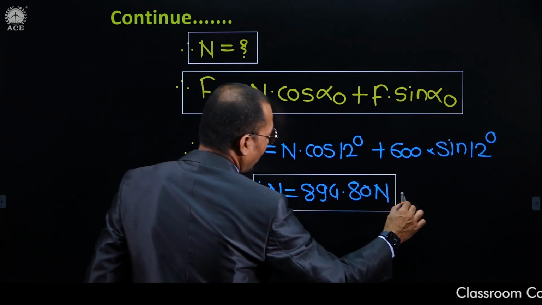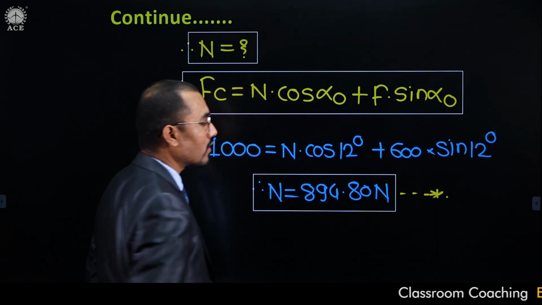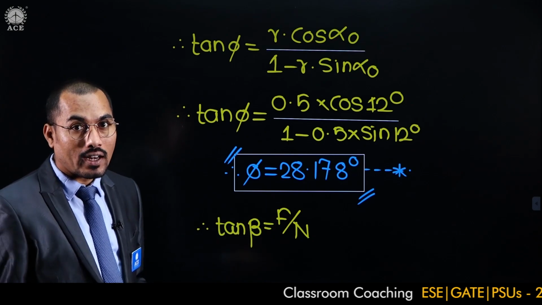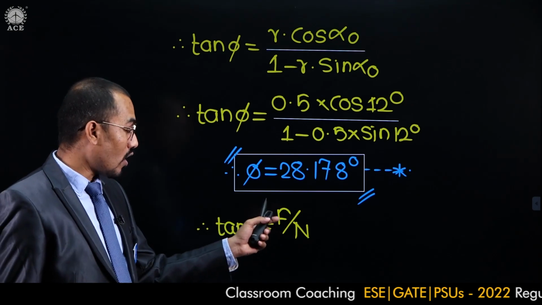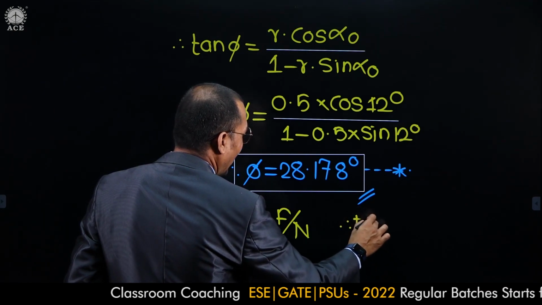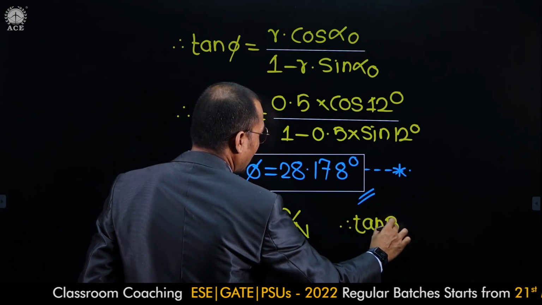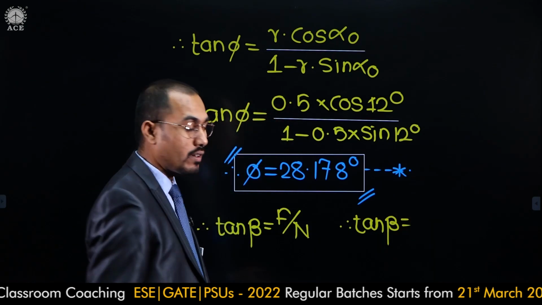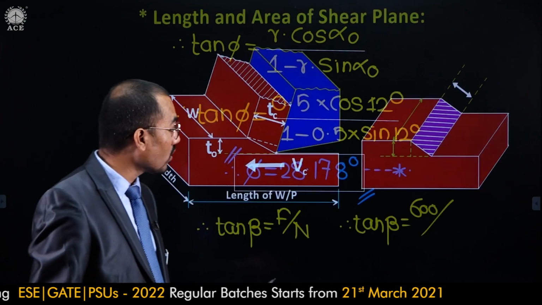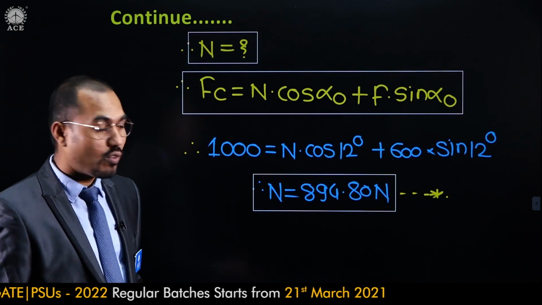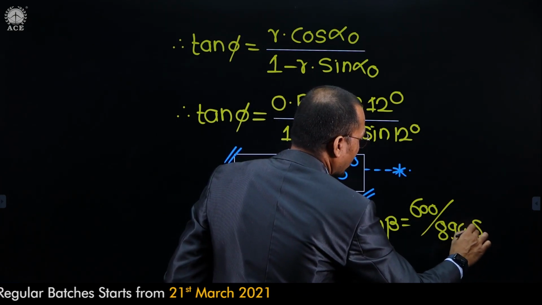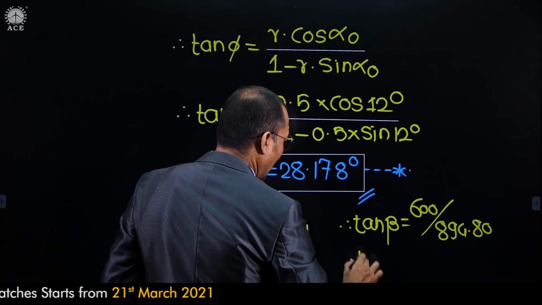And if I calculate this value, half the work is already done now. This is the formula: tan beta is equal to F by N. Friction force F is given. Normal force N we just now calculated. So from here, tan of beta is exactly equal to friction force F given in the problem, that is 600 Newton, divided by normal force we just calculated, 894.80, and from here you can calculate beta.